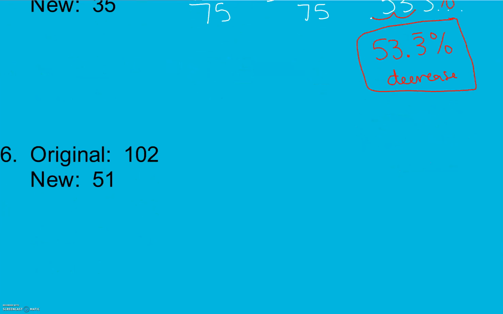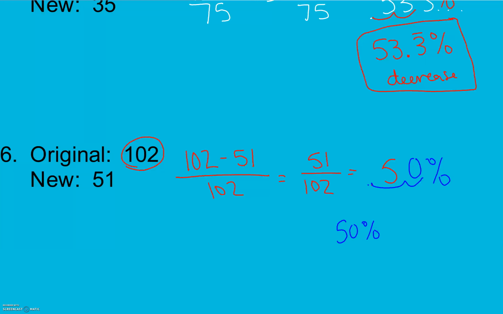Again, to find our change, we take our bigger number minus our smaller number and divide by where we started. When we subtract here, we get 51 divided by where we started, 102, the original. We get 0.5, but we want the percent. So we move 2 places and add our percent sign. 50%, and since we started at 100, went to 50, this is a decrease because our number went down.